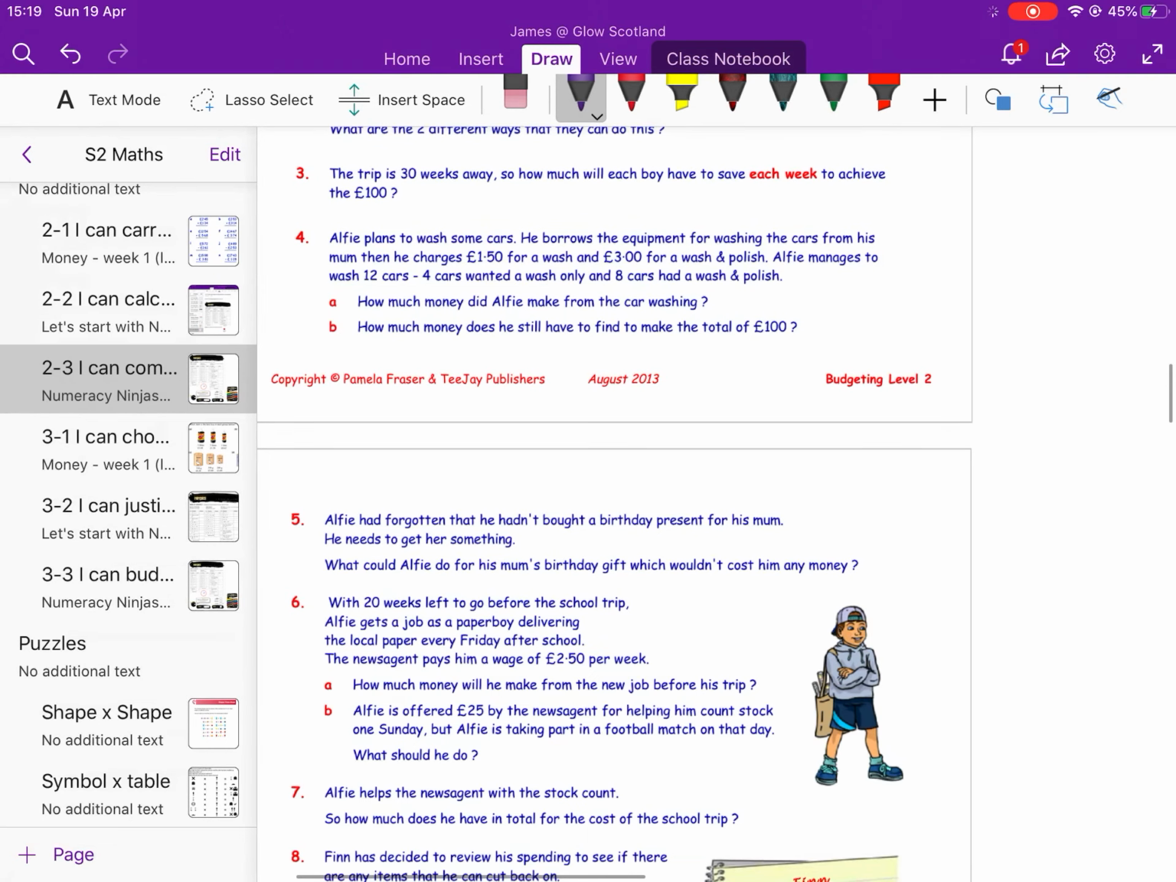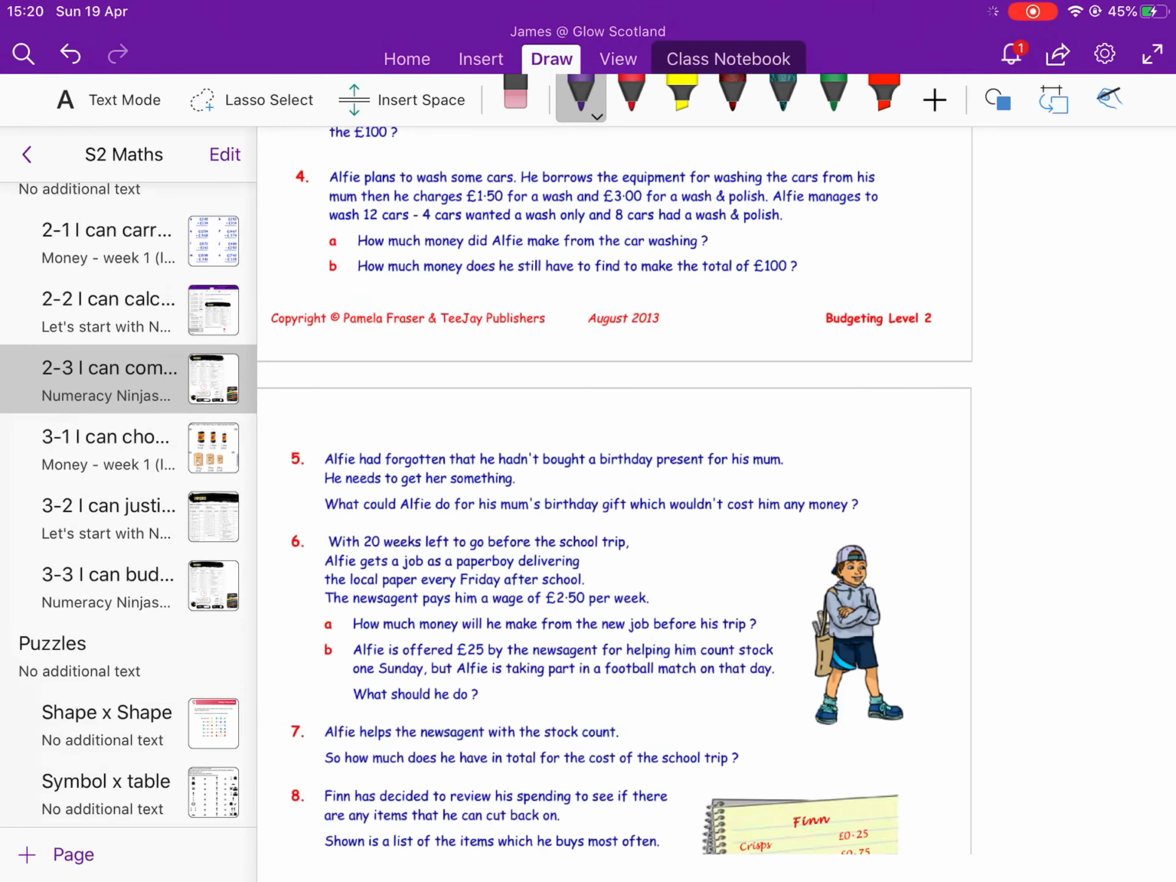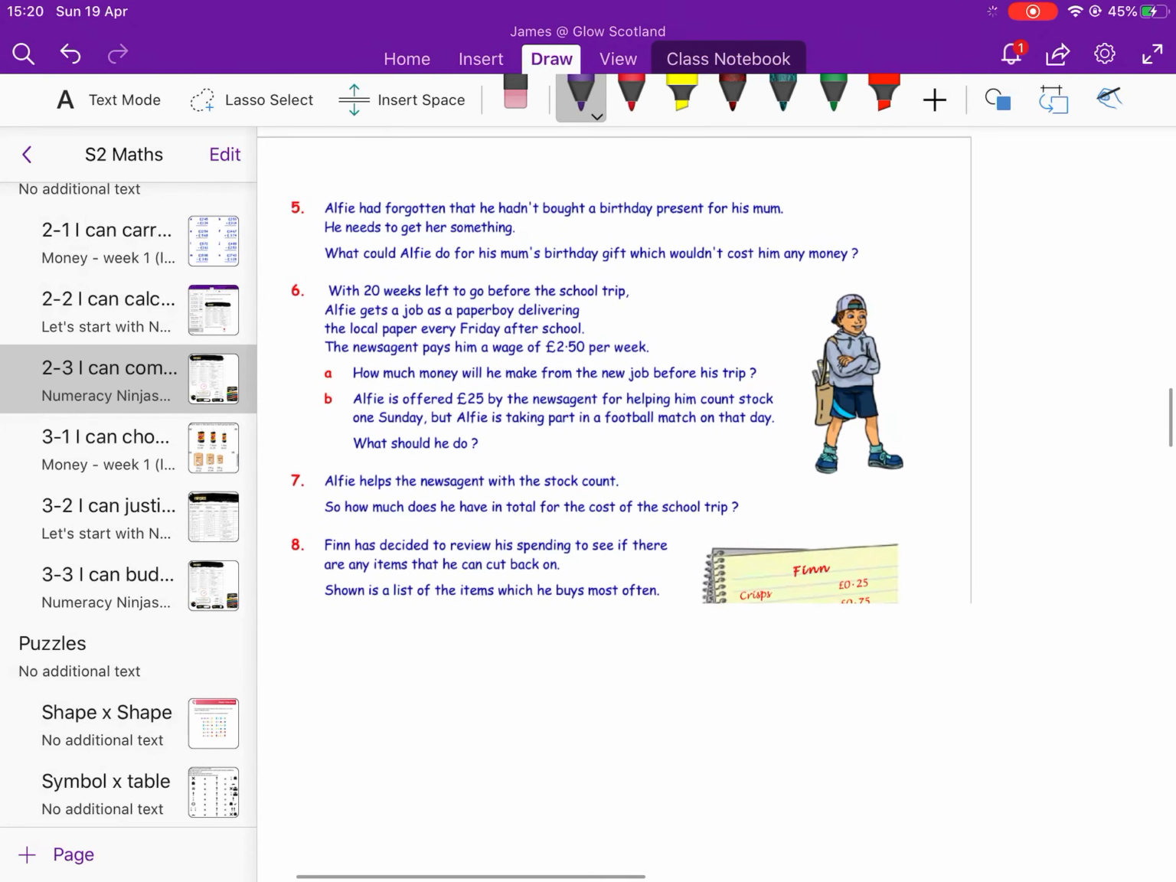For number 4, Alfie's planning to wash some cars. How much money did Alfie make from his car washing? So you'll have to do some multiplying and some adding, taking the number of cars that he washed, the number of cars that he washed and polished, and then add your 2 answers together. And then how much money does he still have to make to get his total of 100? You'll need to work out the difference between your 2 answers there.